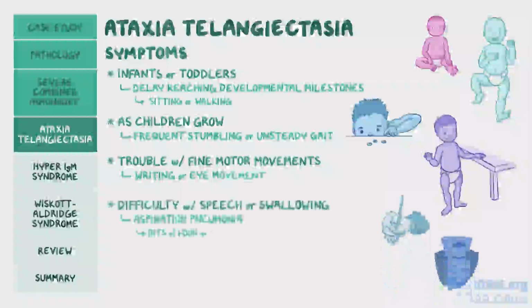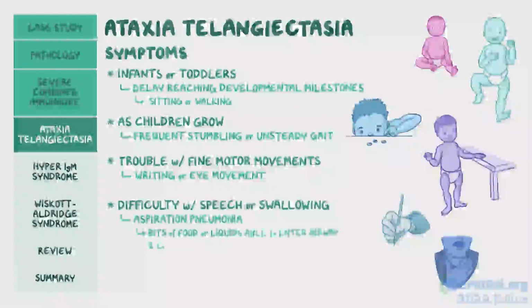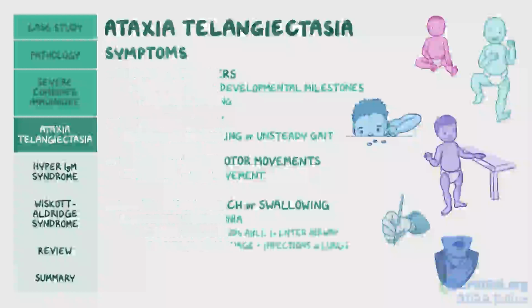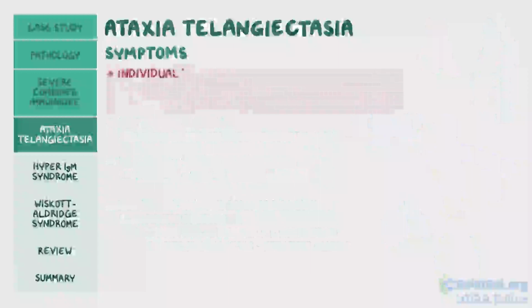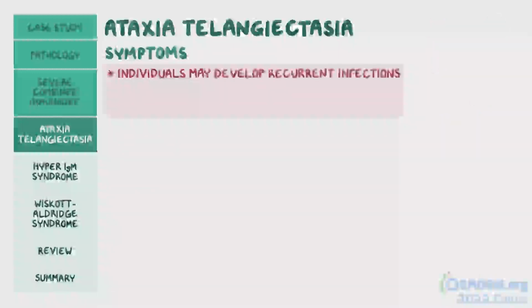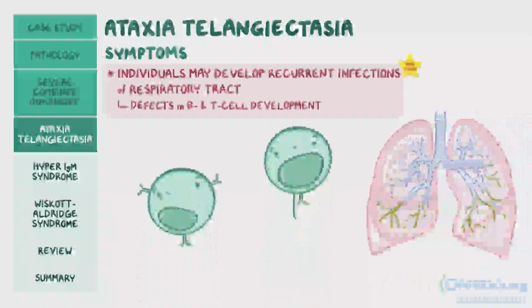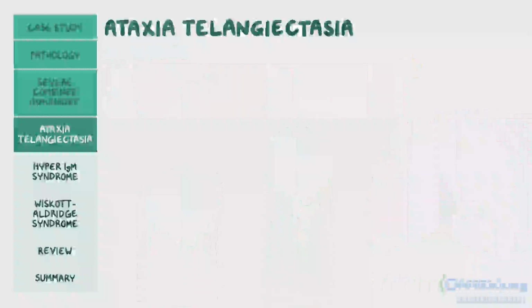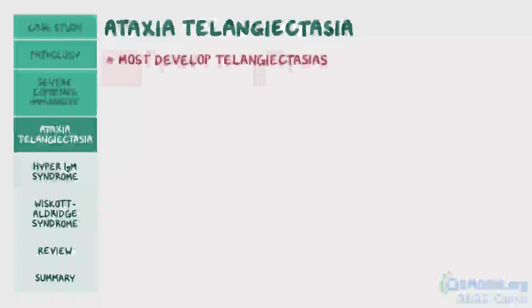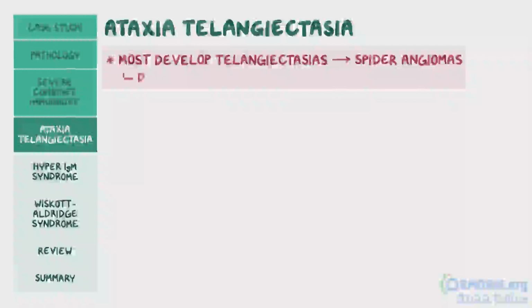That's where bits of food or liquids are able to enter the airways and cause direct damage as well as infections in the lungs. Now, a high-yield fact here is that these individuals may also develop recurrent infections, especially of the respiratory tract, because of the defects in B and T cell development. Last but not least, for reasons we don't really know, most individuals affected by ataxia telangiectasia develop telangiectasias, also called spider angiomas. In a test question, look for a picture with dilated blood vessels visible, especially on the sclera of the eyes.